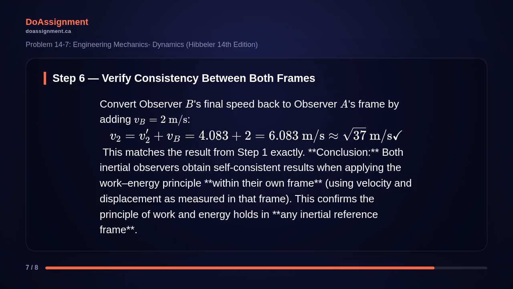Adding B's velocity of 2 meters per second back to the 4.083 meters per second gives 6.083 meters per second, which is exactly root 37, matching observer A's result perfectly. This confirms the principle. As long as each observer uses speeds and displacements measured in their own inertial frame, the work-energy theorem gives correct and consistent answers in every inertial reference frame.